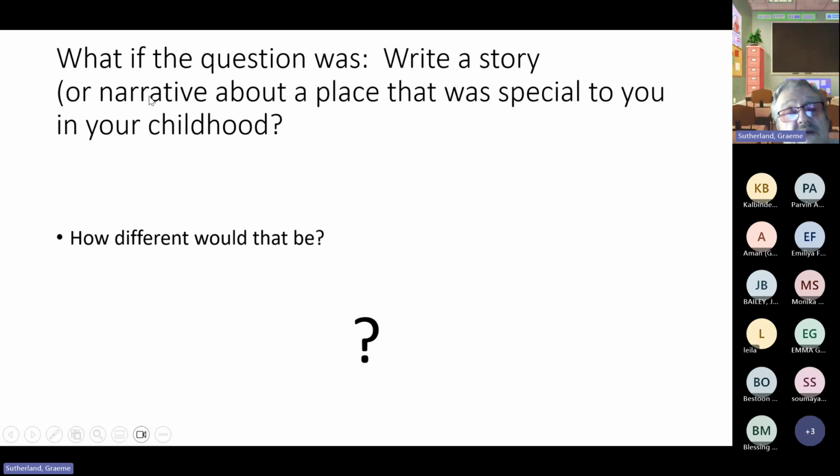So if you think about it as a narrative, which is telling a story, actually it's just about people doing or experiencing something. That's what a narrative is. It tells you about a person or people experiencing something. And that can be very, very slight, very passive. So how differently would I have written it if it was write a story about a place that was special to me in childhood?